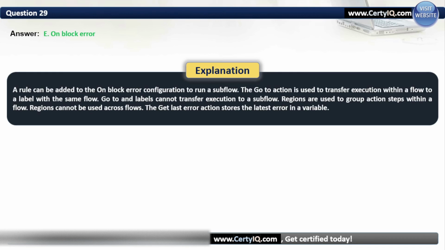A rule can be added to the on block error configuration to run a subflow. The go to action is used to transfer execution within a flow to a label within the same flow. Go to and labels cannot transfer execution to a subflow. Regions are used to group action steps within a flow. Regions cannot be used across flows. The get last error action stores the latest error in a variable.